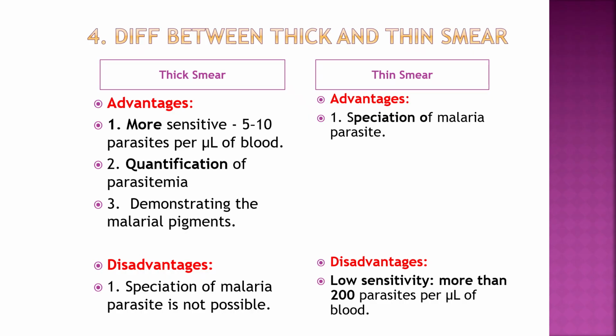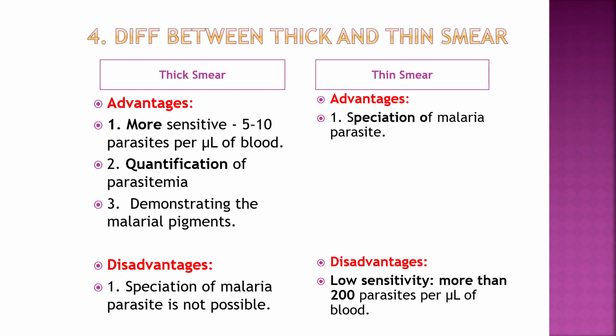So usually the thick smear is used for screening purposes and the thin smear is used for the identification of the species by different morphological forms. So thick smear, the advantages: it is more sensitive. When only 5 to 10 parasites per microliter of blood are there, you can see the parasites. And the quantification of the parasite, that is the parasitic index, you can make out from the thick smear, and demonstrate malarial pigments like Schüffner's dots and Zeeman pigments in the different species of malaria. The disadvantage of the thick smear is that species identification is not possible.